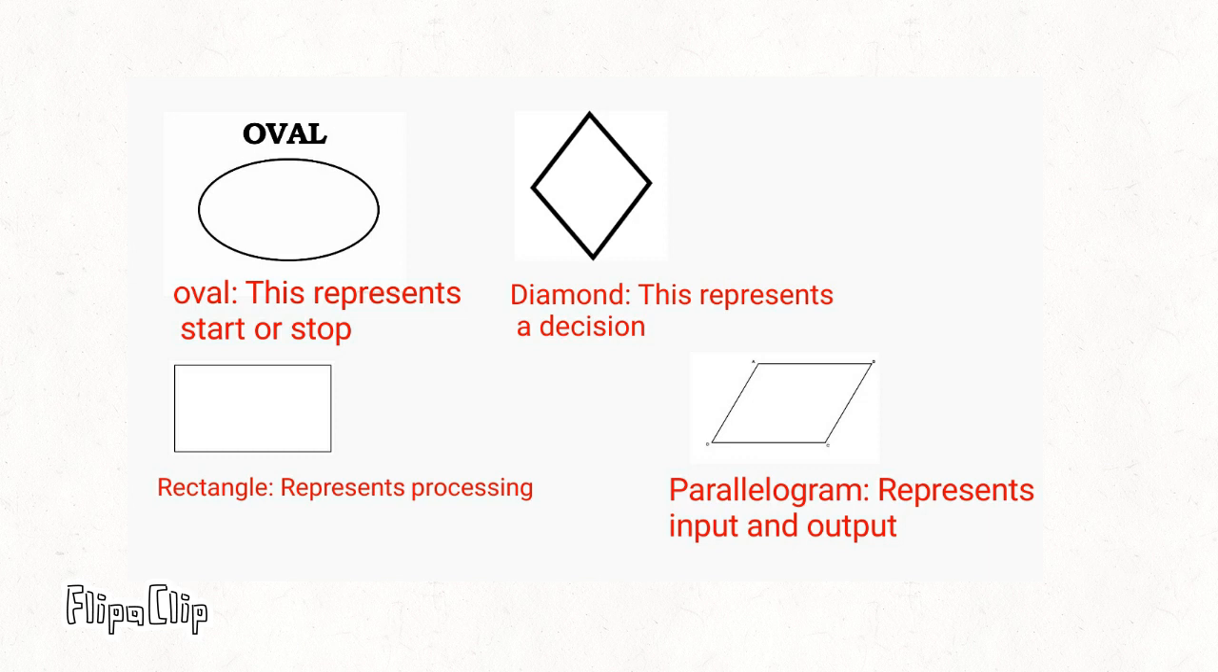Then lastly, we have the diamond, which represents a decision. Like you check in the previous question we've been given, there's a diamond which says if this is less than this, then, all right? So that's what those boxes and images represent.